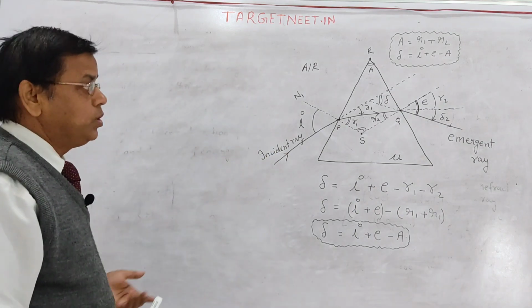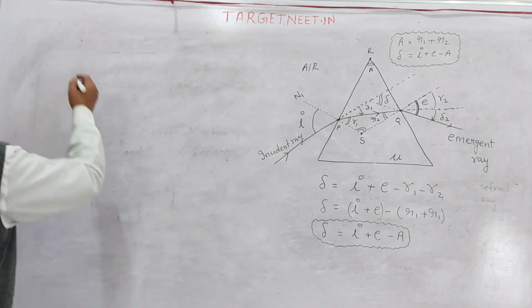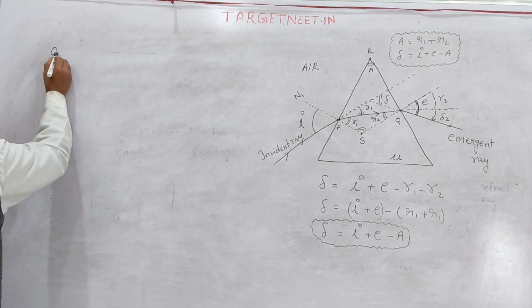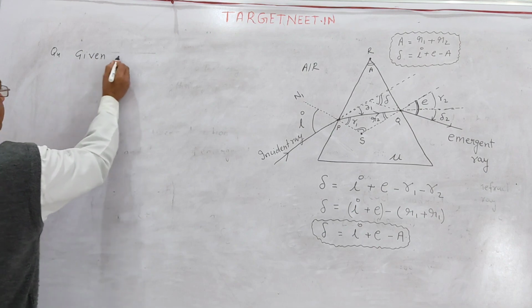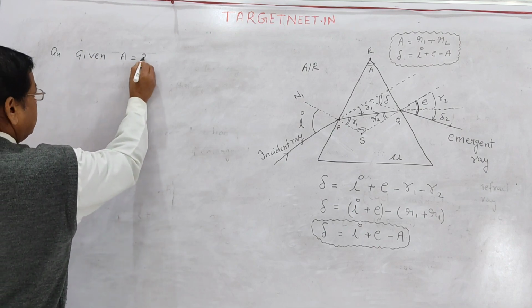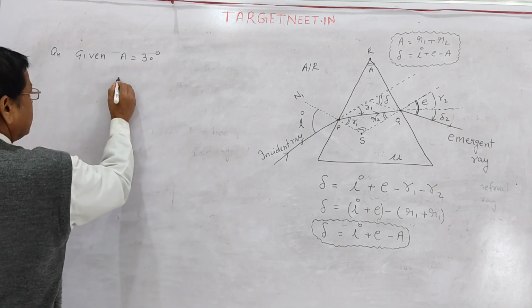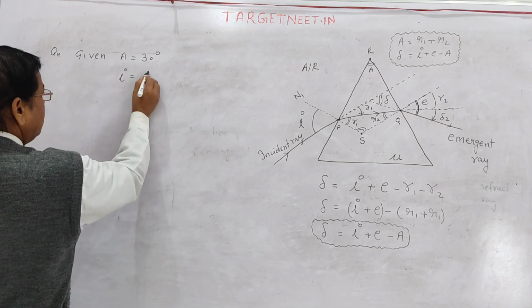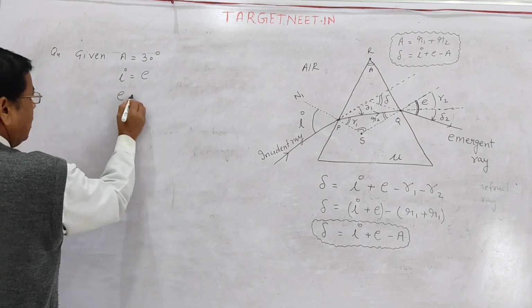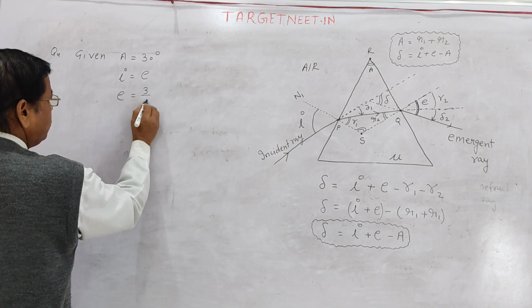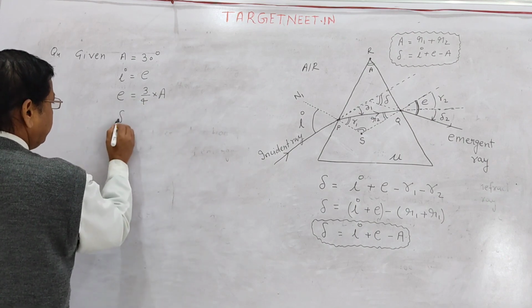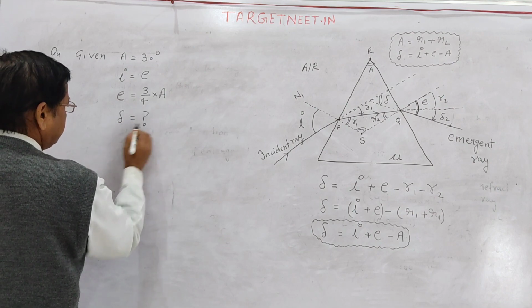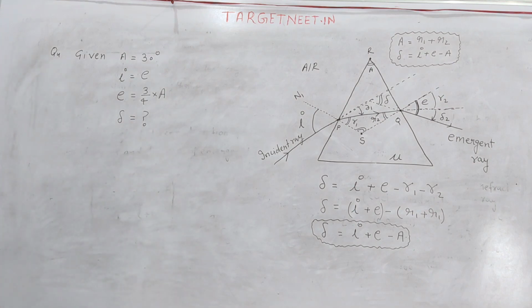Let us see one question on angle of deviation. It is given that the angle of prism is 30 degree and the angle of incidence is equal to the angle of emergence, and the angle of emergence is 3/4 times the angle of prism, that is also given. Then find the angle of deviation produced by the prism. This is to be calculated.